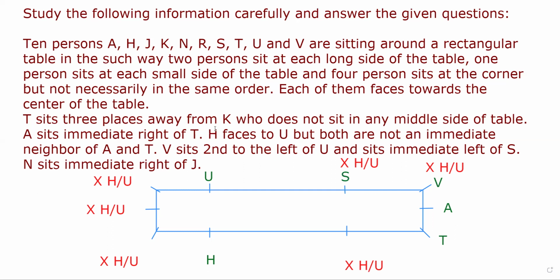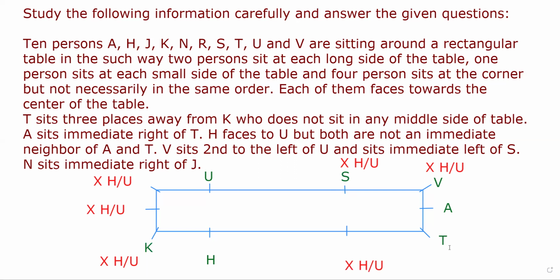T sits 3 places away from K, who does not sit in any middle, so we can find out the place for K, right? Here already 3 places are done from T. So we have to take the positions on this side, the left side of T. 3 places away from K means 1, 2, 3. Then this position is for K. Okay, so we got the place for K, H, U, S, B, A, T.